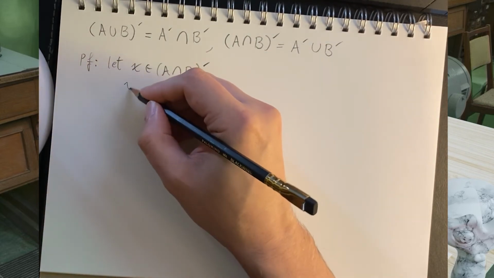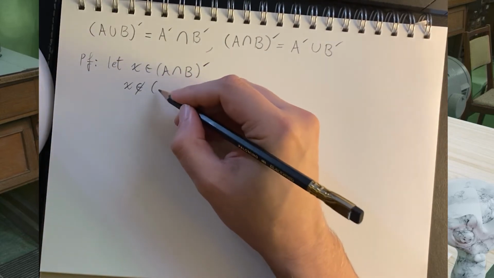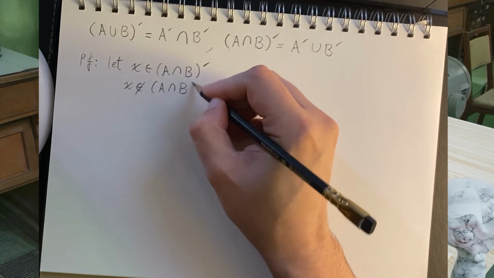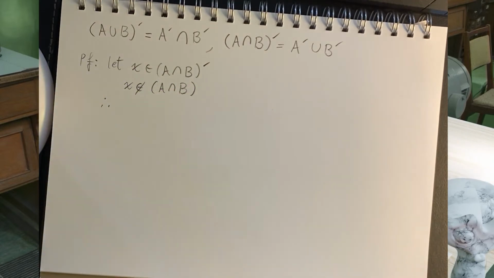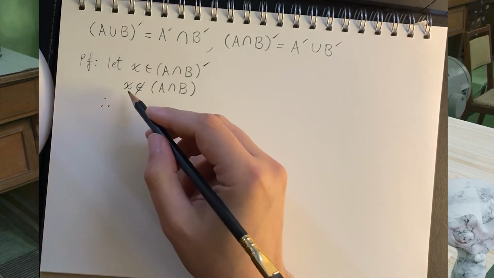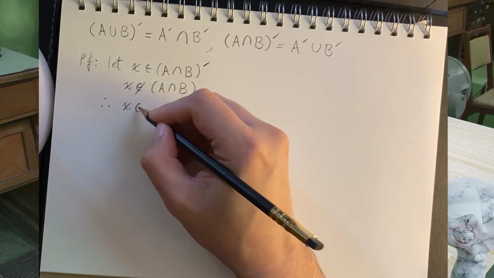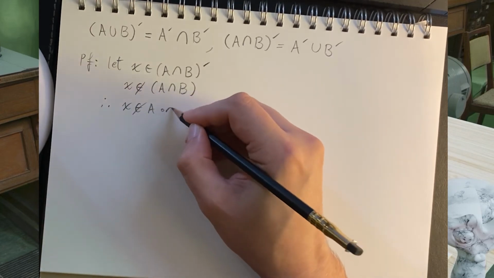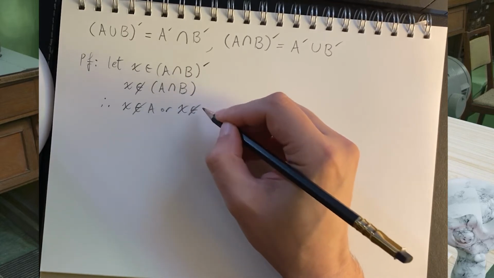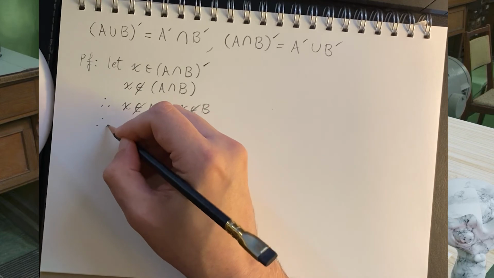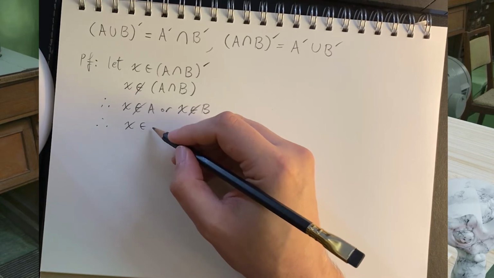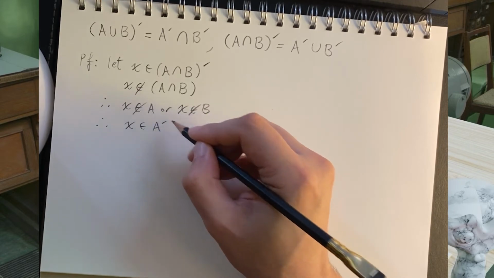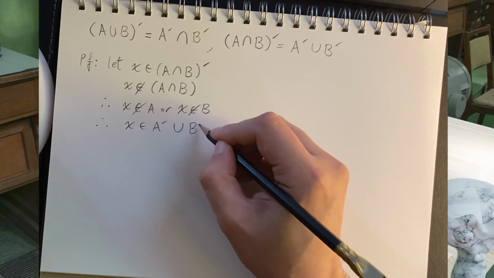Now this is equivalent to saying, okay, X is not in A and B. We can say, therefore, well, if it's not in A and B, this does seem like a little bit of a circular argument, but we're going to appeal to it. If X is not in A and B, then X would not be in A, or X would not be in B, and therefore X is in A complement, or X is in B complement.